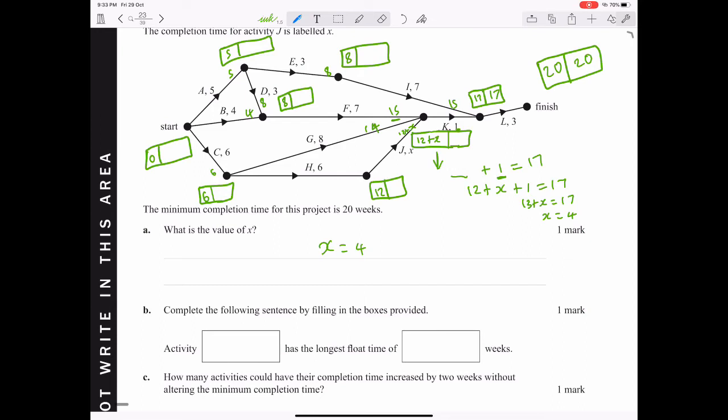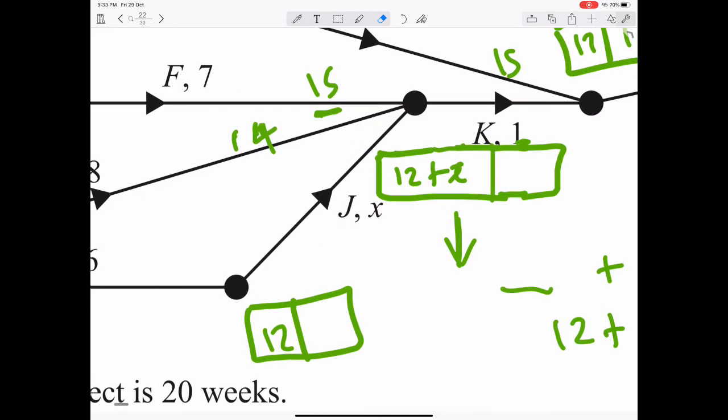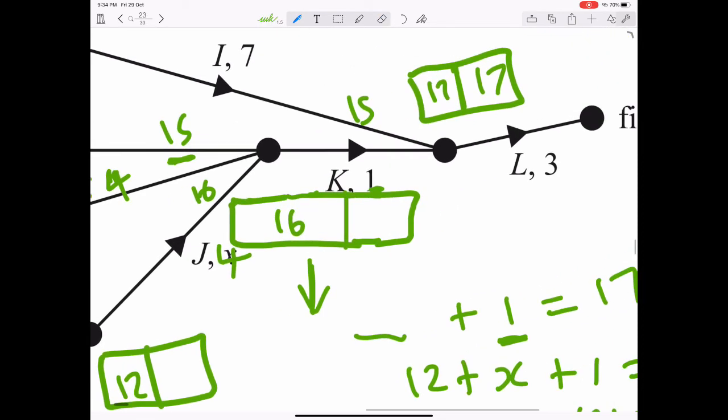Now with B, complete the following sentence by filling the boxes provided. So now that we know that k is 4, we know that 12 plus x would equal 16 because x is 4. So we can substitute the value of x is 4. So 12 plus 4 is 16, so that would be replaced with 16. 16 plus 1 is 17 over here.